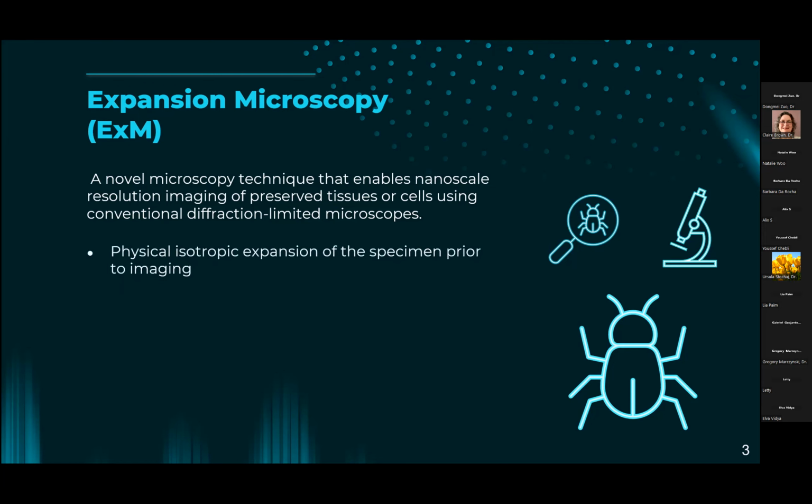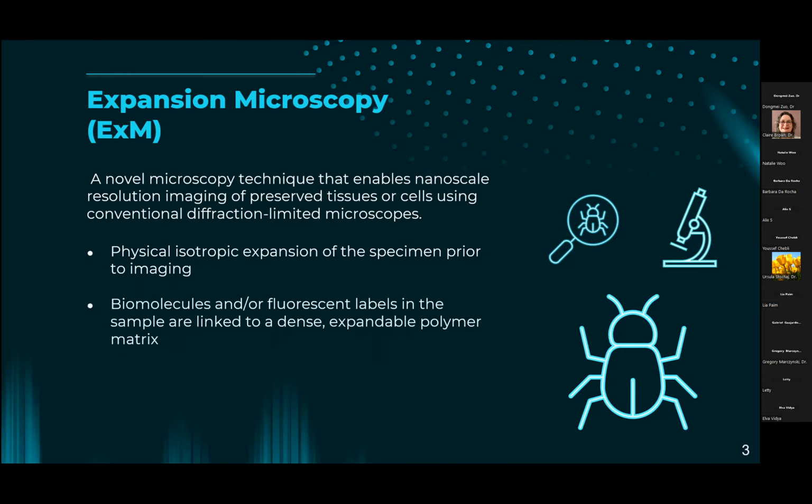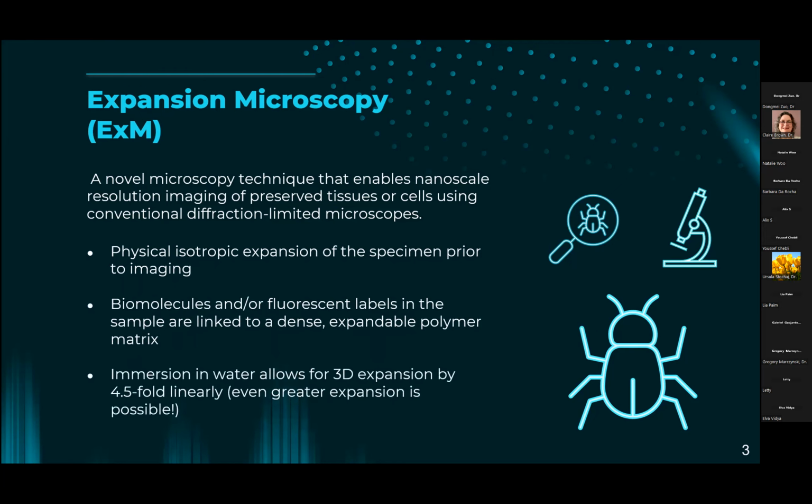So expansion microscopy allows this physical isotropic expansion of the specimen prior to imaging. You can link these biomolecules or fluorescent labels, as we normally do, to your sample. And you link this to a dense expandable polymer matrix so that once you expand it with water, you can allow for this 3D expansion by 4.5-fold linearly, which is about 100 times in volume.